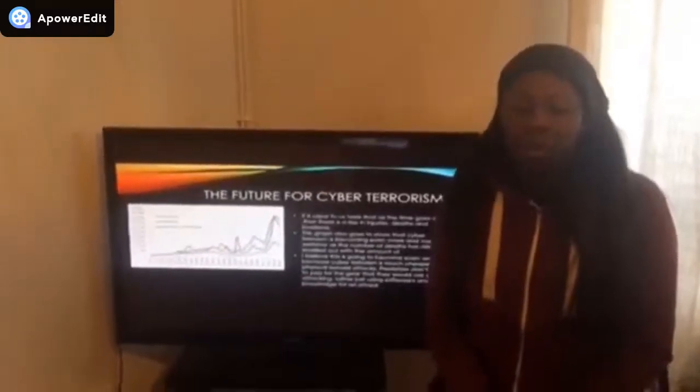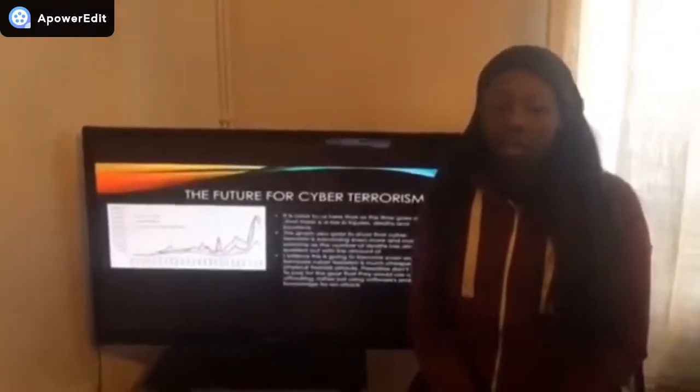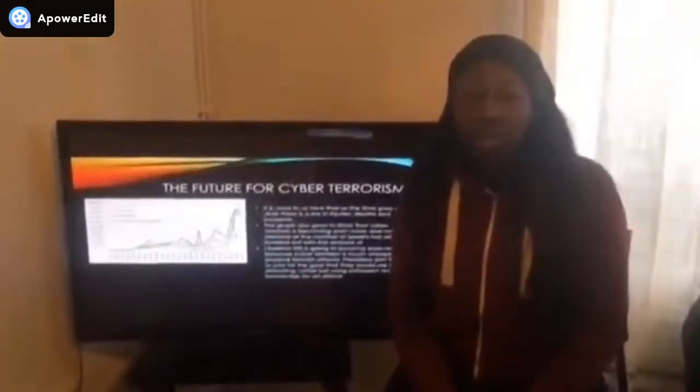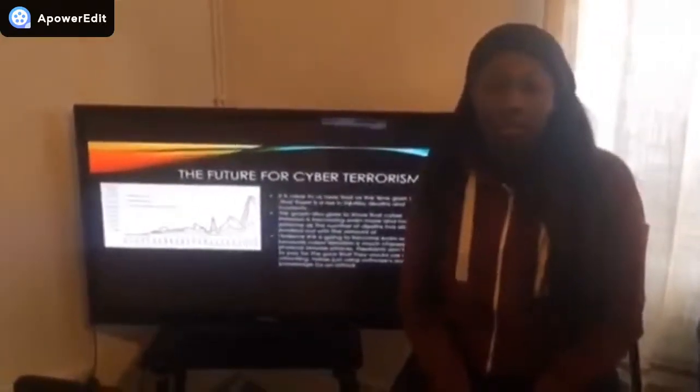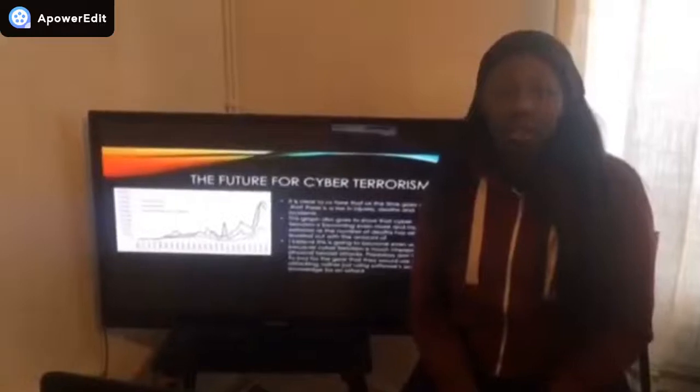I believe this is going to become even worse because cyber terrorism is much cheaper than physical terrorist attacks. Predators don't have to pay for the gear that they would have used to attack. Rather, they can sit on their laptop and download softwares and use their knowledge to carry out these attacks.